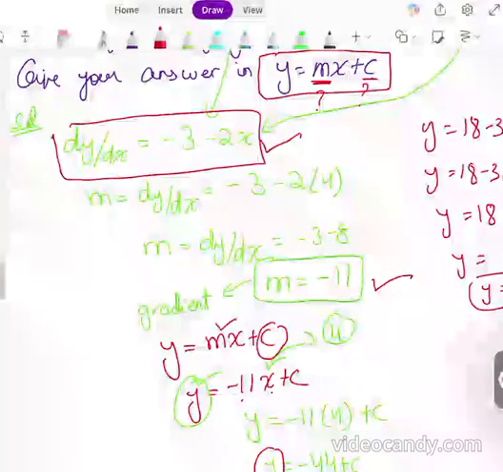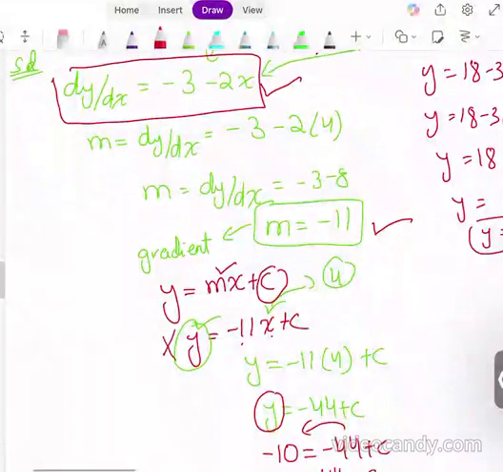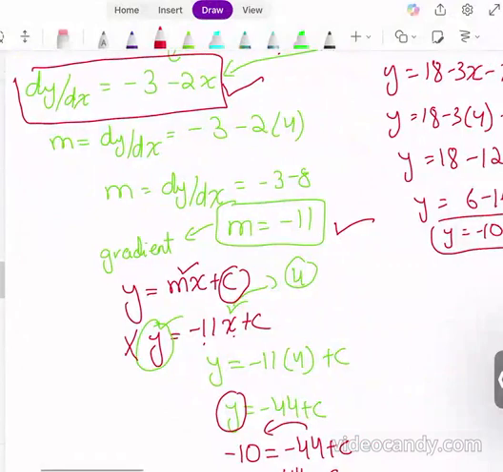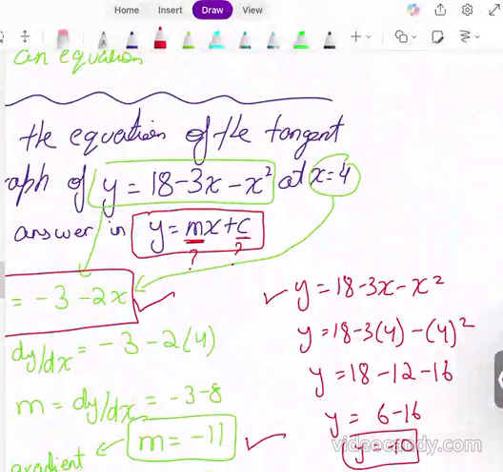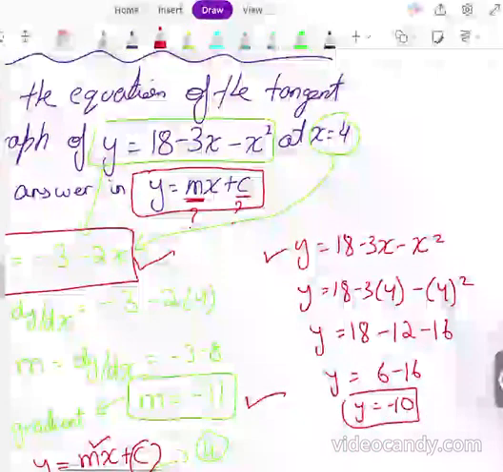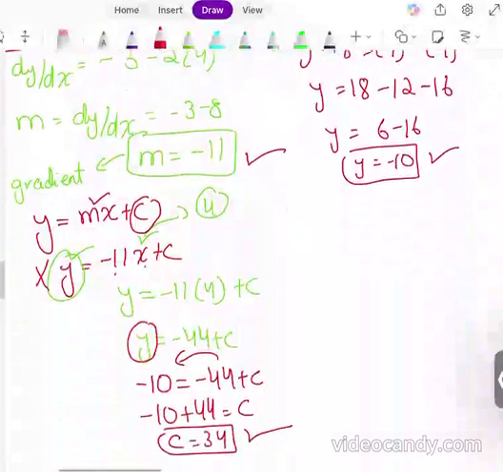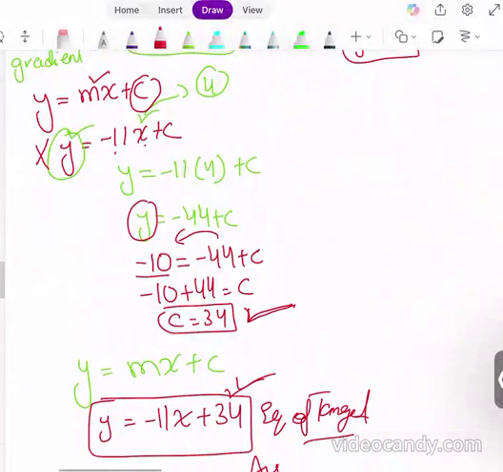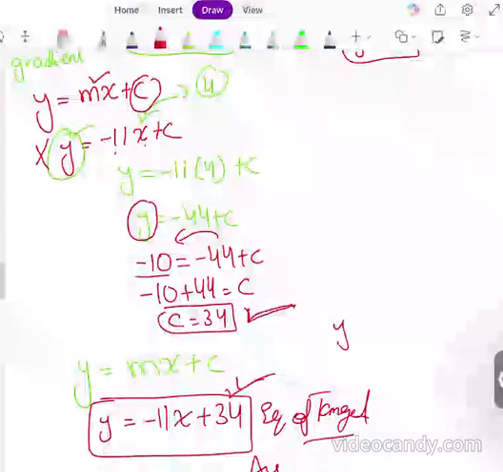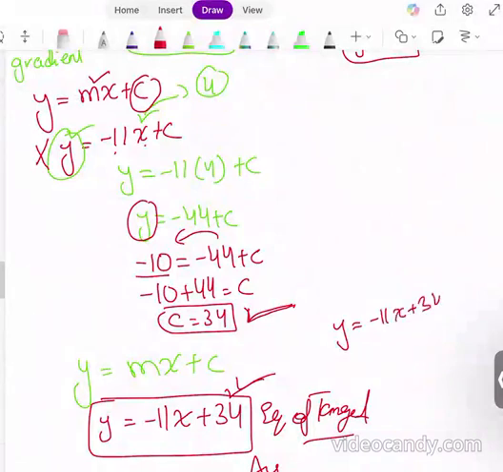We need to find out the value of c, but we don't know the value of y. So for this, we put the value of x in the question. So we get the value of y, that is minus 10. So now I put minus 10 replacing y. So I get the value of c, 34. Now the last step is to put the values. M is minus 11 and c is 34. So this will be our final answer. That's what we have done so far in this class.